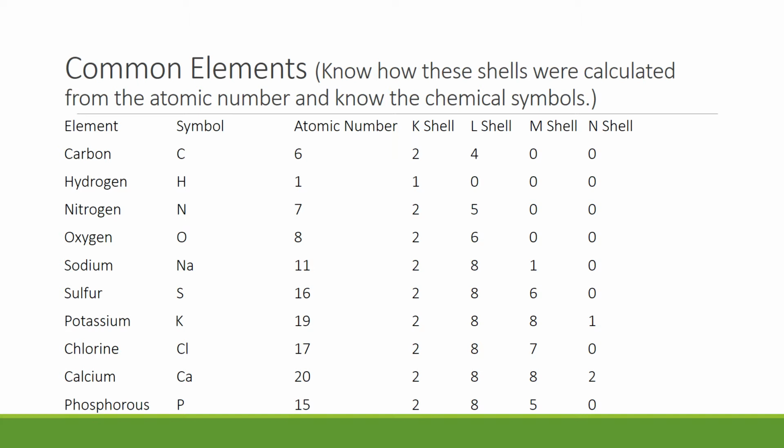Let me give you an example, and then I want you to see if you can go through the rest of this list and calculate each of the shells. Carbon is chemical symbol C, and the atomic number is 6. That means that it has 6 electrons. Remember that 2 will go in the K shell, and that leaves 4, which will go in the L shell. We start with the innermost shell, the K shell, and work our way to the outermost shell, or the N shell.